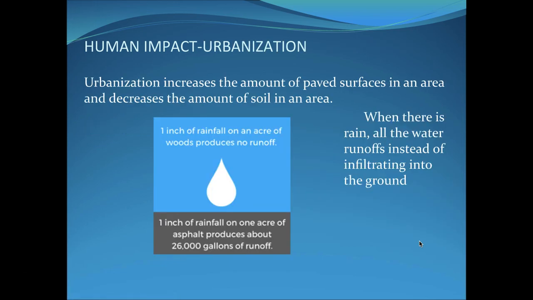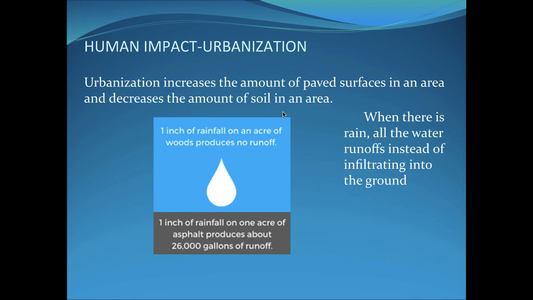All right. So we can overuse water. Remember, we never get rid of the water per se, but we can make it go somewhere else. And that's the problem. All right, let's see how else humans impact the water cycle. Urbanization. Urbanization is a process where you make cities. Urbanization increases the amount of paved surfaces, so sidewalks, roads, things like that, and decreases the amount of soil.